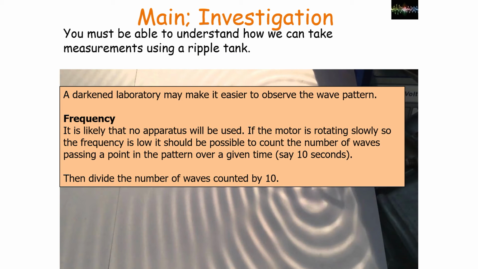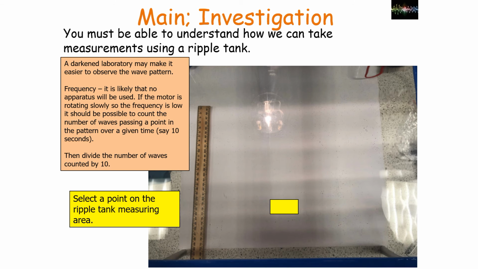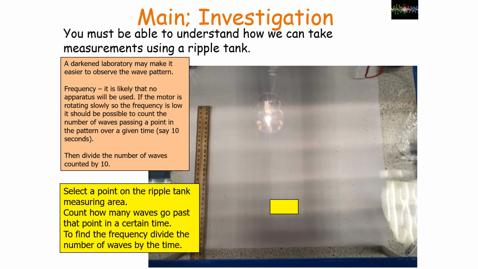Now to measure the frequency, it's likely that no further apparatus will be used, because if a motor is rotating slowly, the frequency is so low it's possible to count the number of waves passing a point over a given time. You then divide the number of waves by the time you've measured it for to work out the frequency. So you would select a point in the ripple tank. Then you count how many waves go past that point in a certain time. Then to find the frequency, divide the waves by the time.